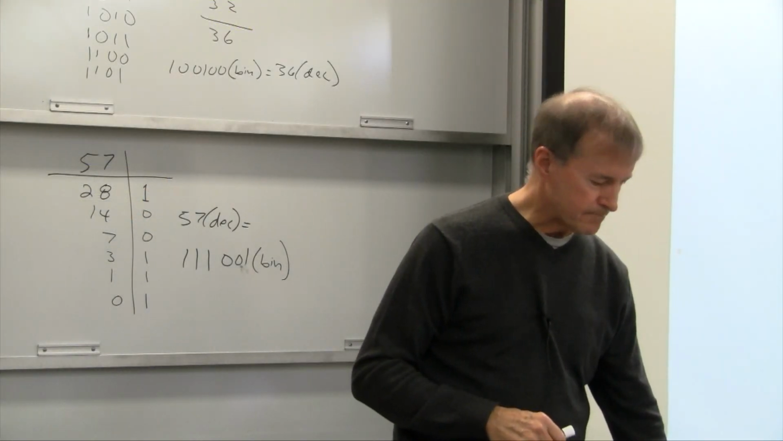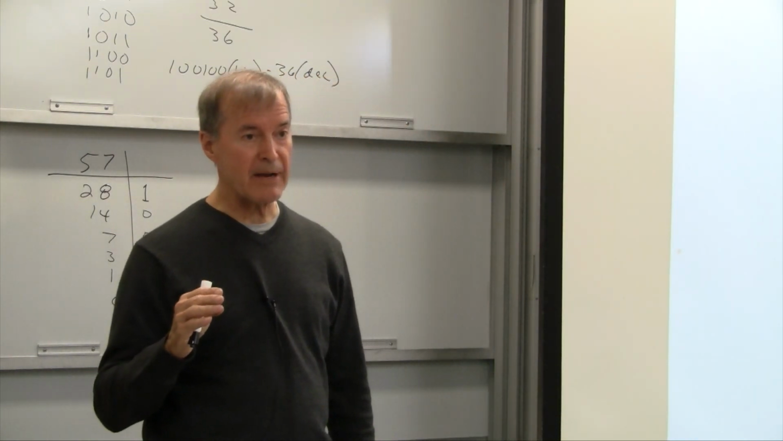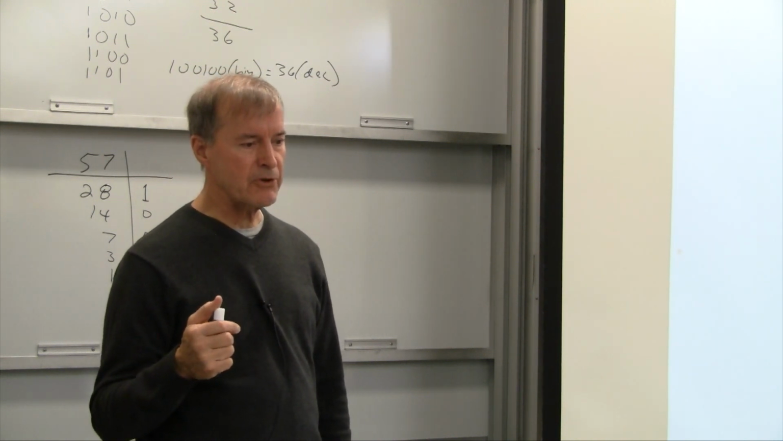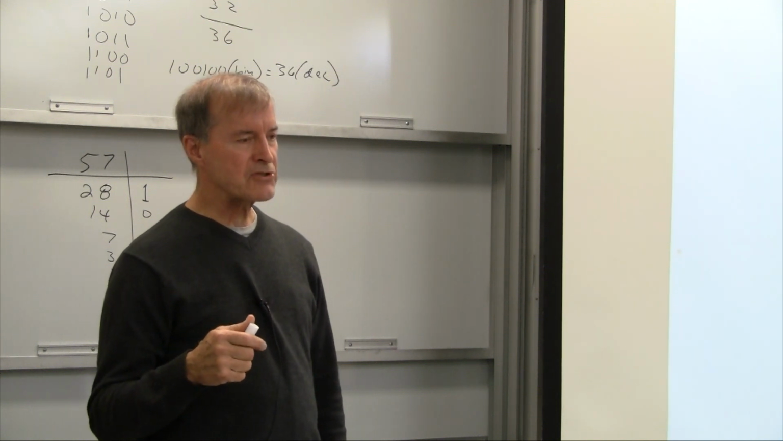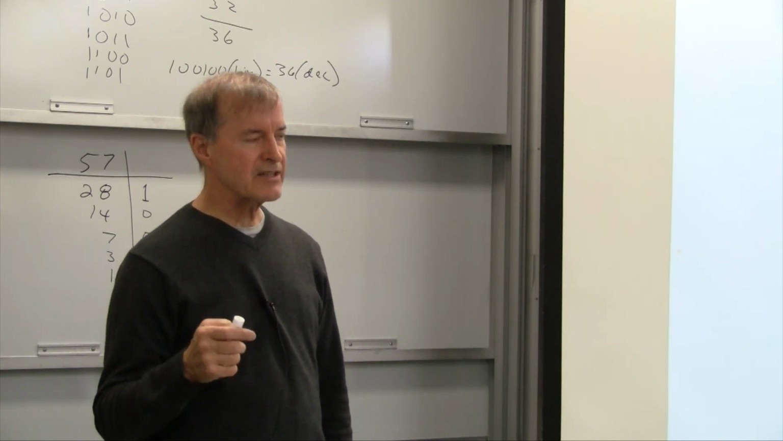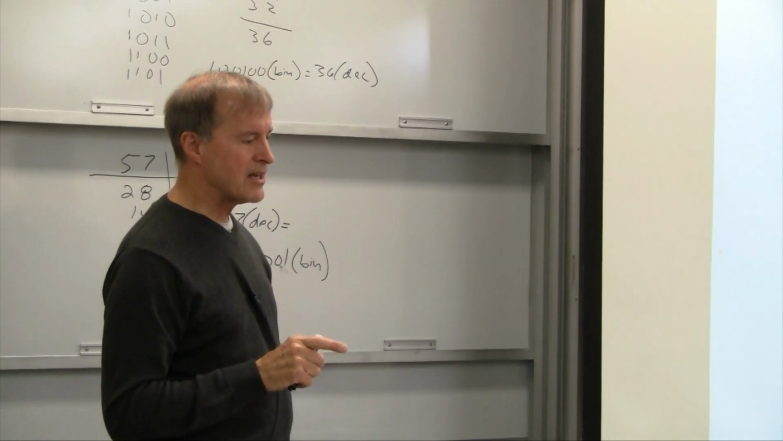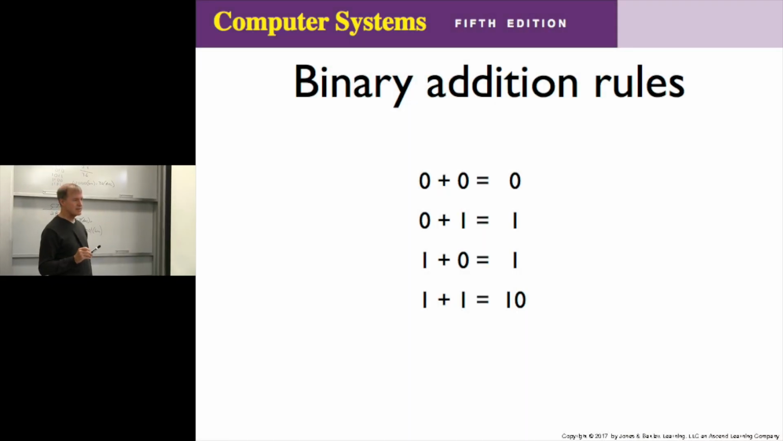Now, next question is, how do we do operations in binary? Because in the central processing unit of the computer, that's where all these operations take place, and one of the most common arithmetic operations is addition. So we need to figure out how to add in binary. Now do you see on this slide the binary addition rules? 0 plus 0 is 0, 0 plus 1 is 1, 1 plus 0 is 1. And what happens if you take 1 plus 1?